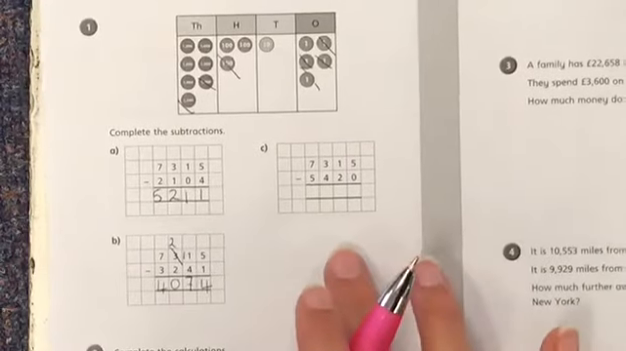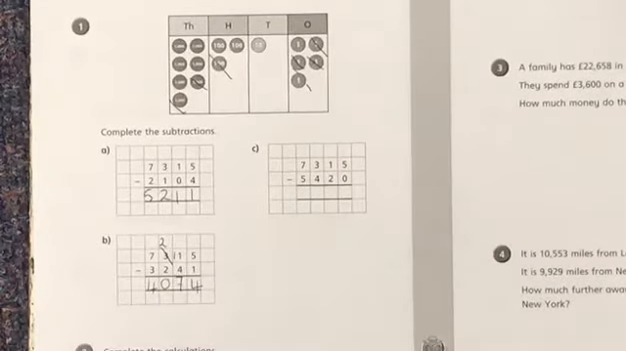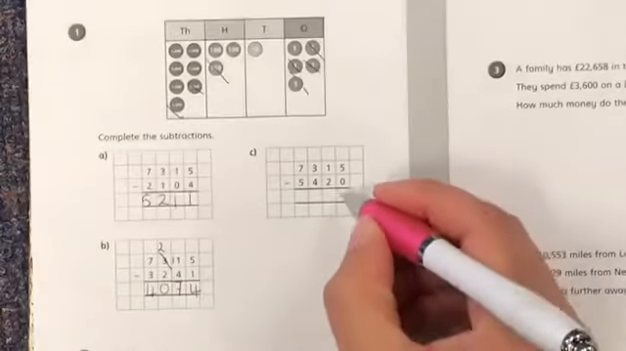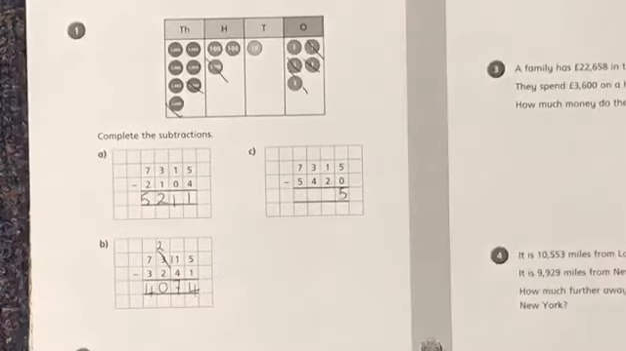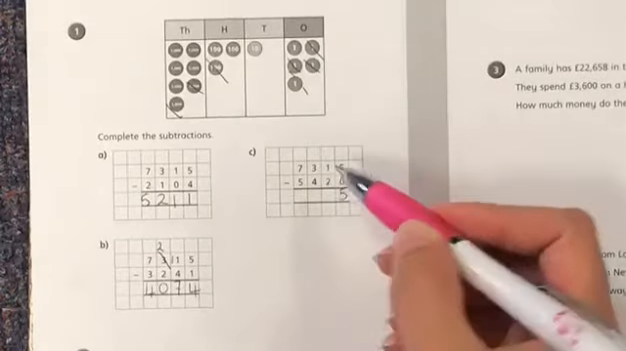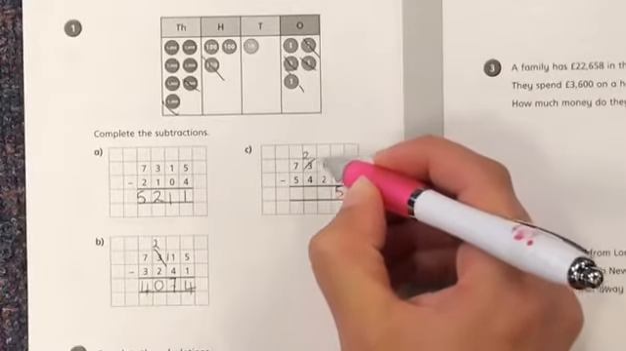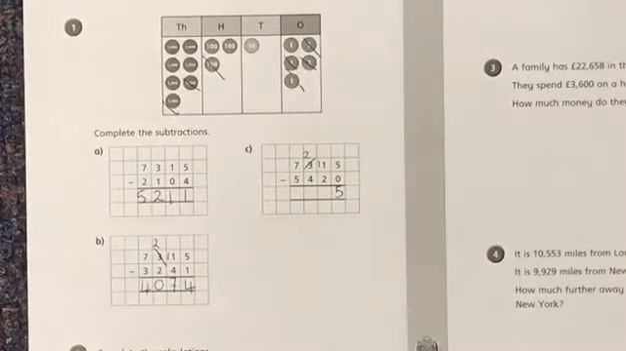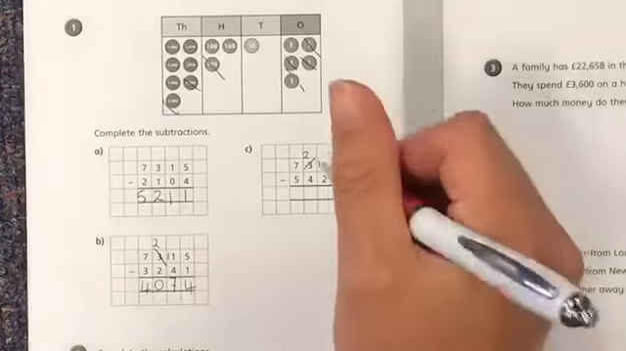Okay, now on to C. There's going to be a few more exchanges on this one. So we've got 7,315 take away 5,420. So the first part is 5 take away 0. I still have 5. Now we have 1 take away 2. We can't do it, we haven't got enough, so we need to exchange. So I'm going to look over to the hundreds column and exchange one of my hundreds for 10 tens, which will make that 1 into 11. Now 11 take away 2 is 9.